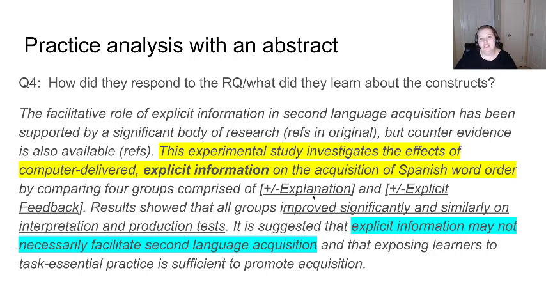And so how did the authors respond to the research question? It's basically this. Explicit information may not necessarily facilitate second language acquisition because of the findings switched in between there, right?